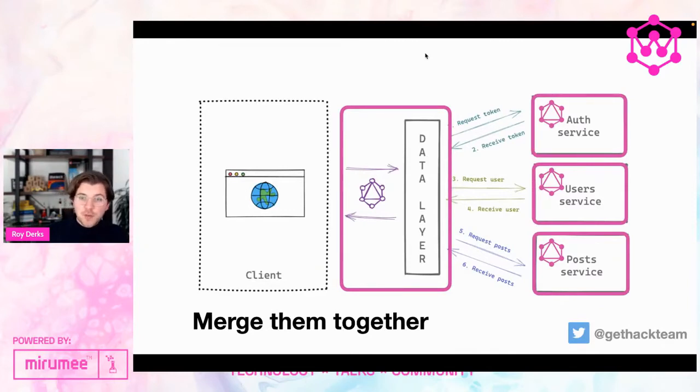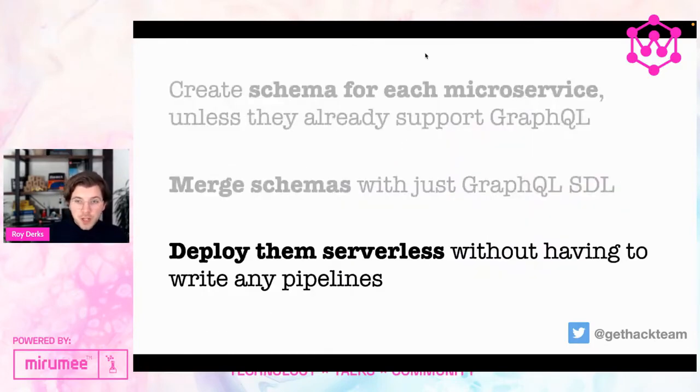So if you already have APIs or microservices in this case that are using GraphQL, you can already combine them in the data layer. If you don't have GraphQL schemas for your microservices because they're using REST, or something else, you can still create those GraphQL schemas for them and merge them together later on. And then the neat part here is also that you can deploy them serverless without having to write any pipelines.